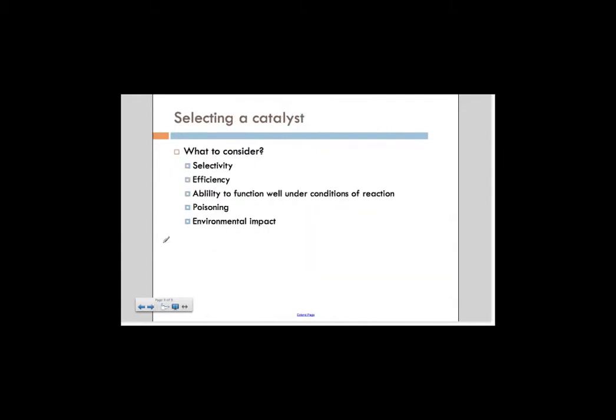Okay, so those are sort of main advantages and disadvantages. Now let's talk about what you need to think about when you're trying to select a catalyst, and those are listed here. I have selectivity, efficiency, ability to function under the conditions of the reaction, the poisoning, which I kind of mentioned before, and you also need to consider environmental effects. So there's really 5 factors here. Well, let's just quickly go through each one in turn.